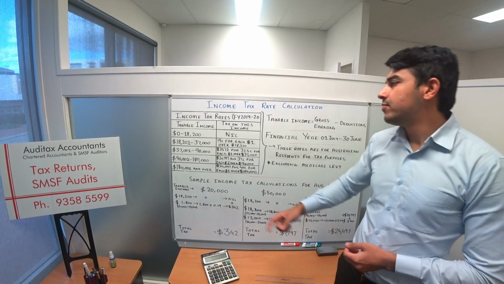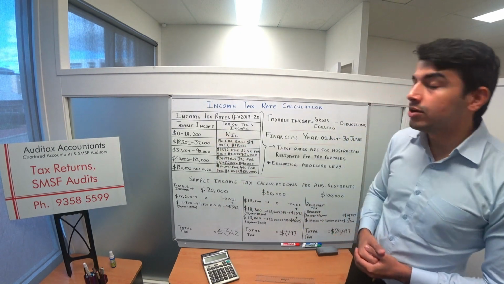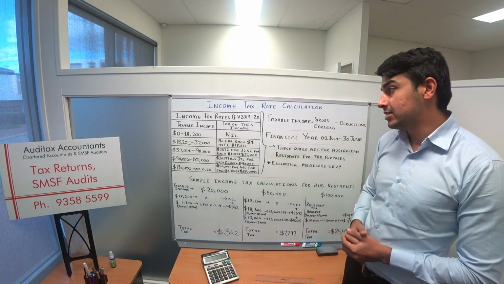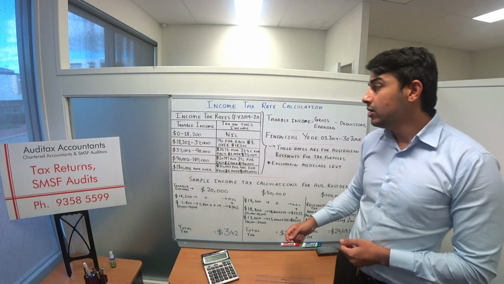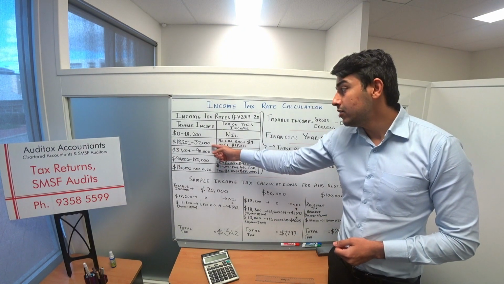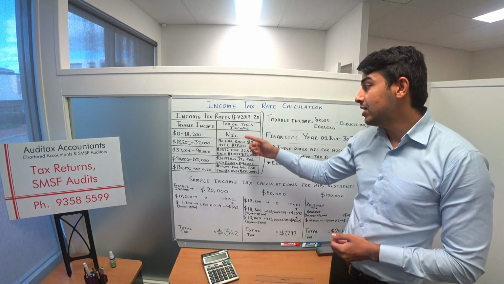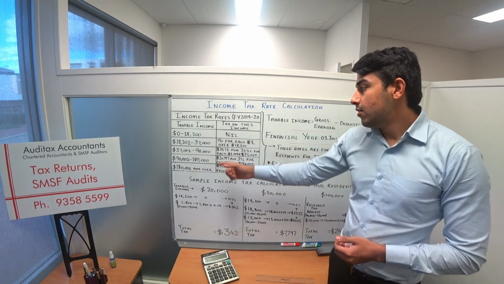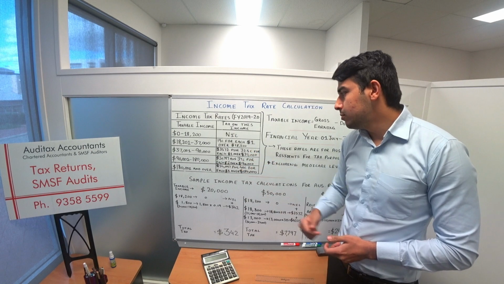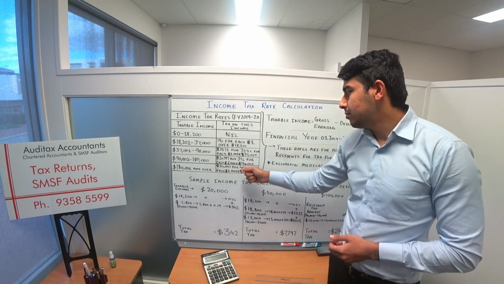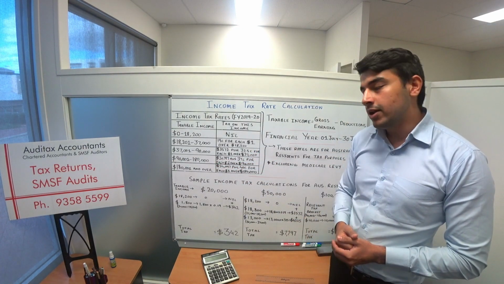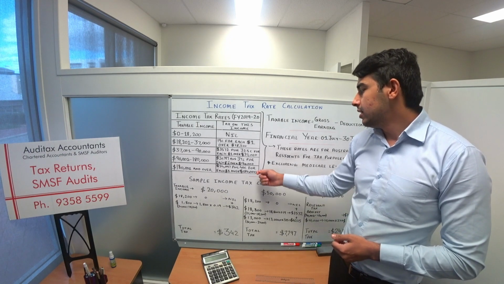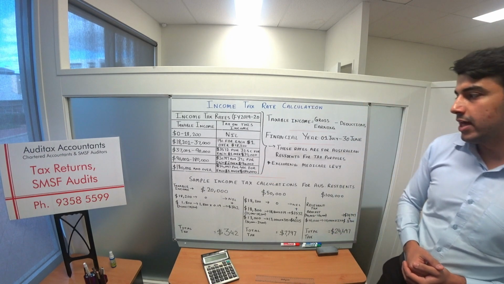So as we can see here, for the first $18,200 you earn, you do not pay any tax on that income. For every dollar you earn between $18,201 and $37,000, you pay 19 cents of tax. For this bracket, you pay 32.5 cents. For this bracket, you pay 37 cents. And for anyone earning over $180,000, it's 45 cents for each dollar you earn over that income.